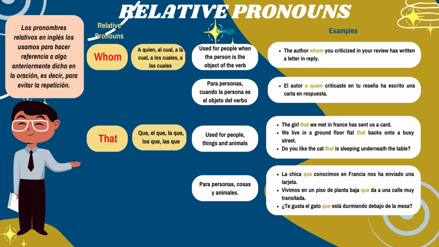And finally, the relative pronoun that. It is used for people, things, and animals. For example, the girl that we met in France has sent us a card. Other example, we live in a ground floor flat that backs onto a busy street. Another example, do you like the cat that is sleeping underneath the table?